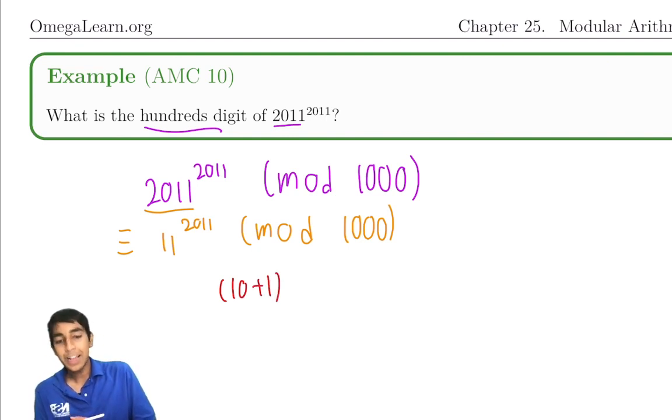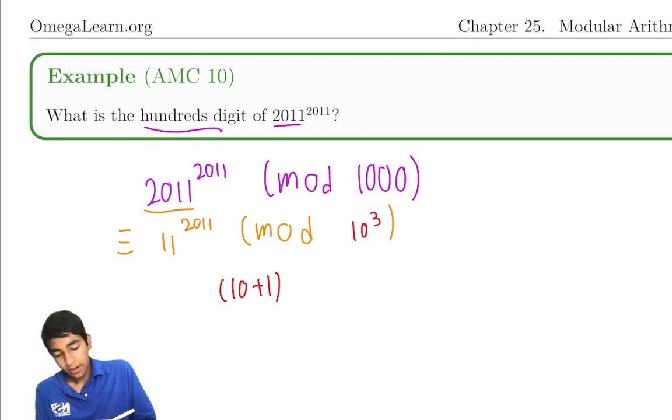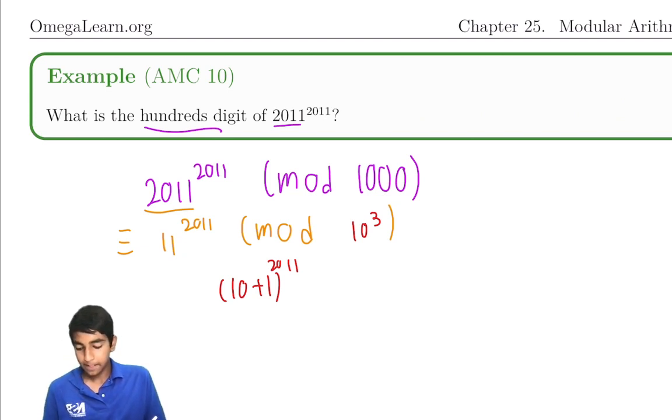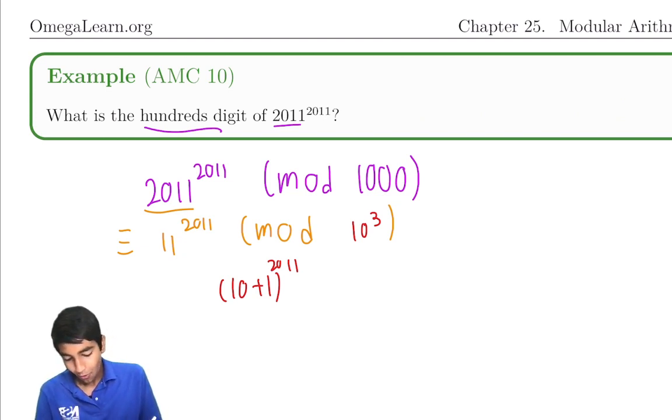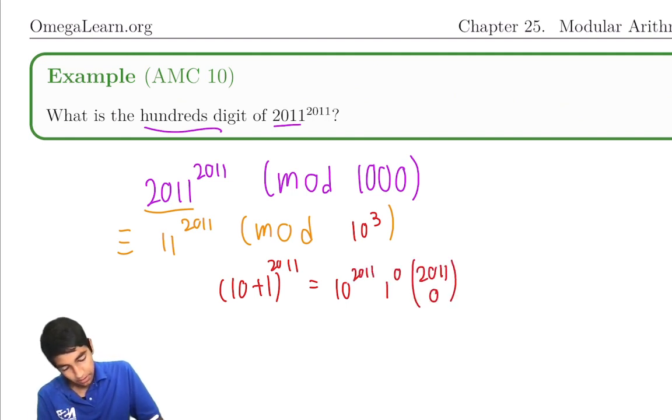Now why did we write it this way? Well, because we need to find mod 10 to the power of 3. This is just 10 cubed. So we might as well rewrite it as 10 plus 1, to the 2011. Now the key thing to note here is that we can evaluate this using the binomial theorem. This will be equal to 10 to the 2011 times 1 to the 0 times 2011 choose 0, plus 10 to the 2010, 1 to the 1 times 2011 choose 1.